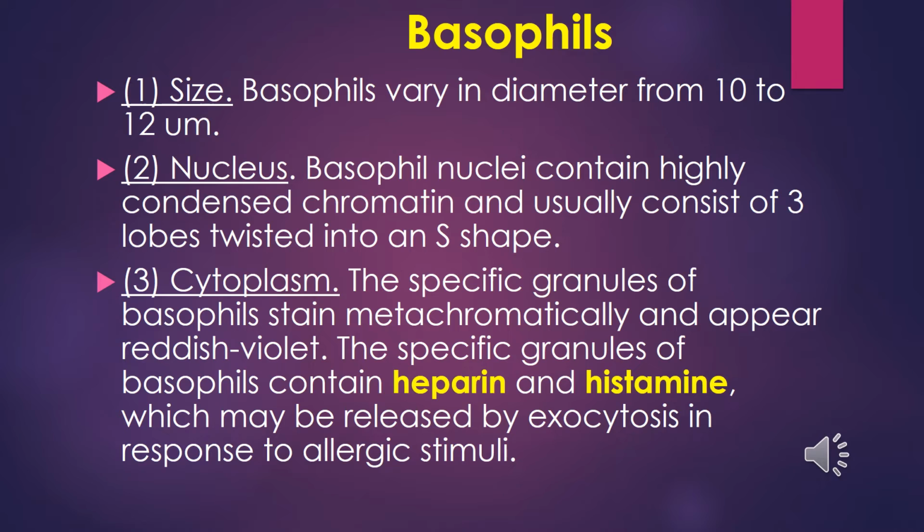Basophils are very interesting cells because they provide metachromasia. It's a change of color of basic histological dyes from blue to purple. Basophils have two main elements in their specific granules, heparin and histamine. Heparin and histamine are main elements of inflammation and provide allergic reactions.